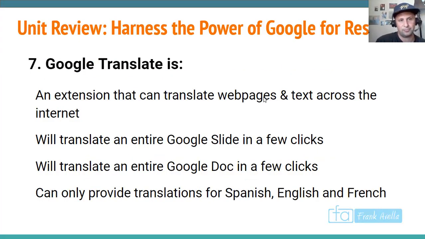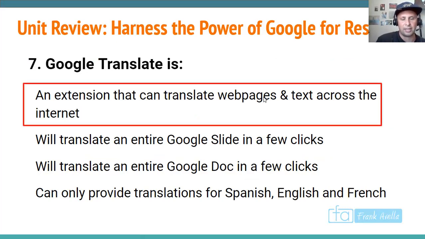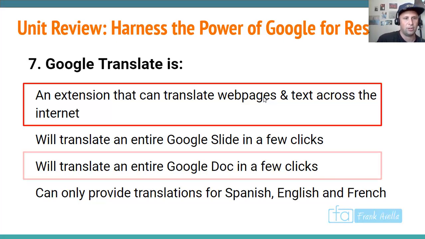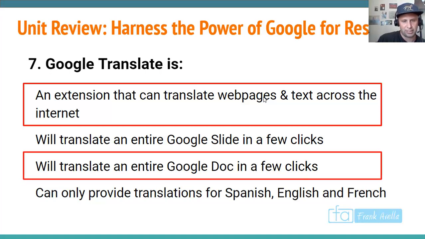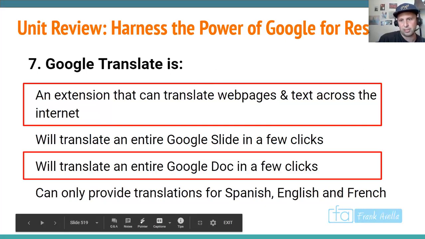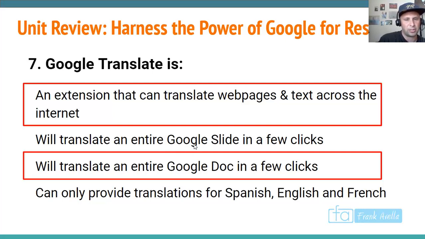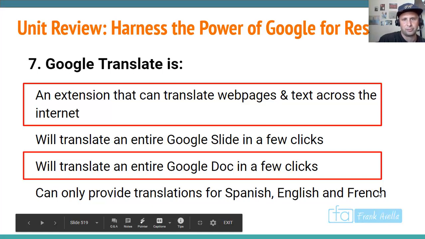Google Translate is what? An extension that can, well, no, sorry. I don't want to give that answer away. Okay, Google Translate is an extension that can translate web pages and text across the internet. Will translate an entire doc in a few clicks. And this doesn't make sense, right? Can only provide translation for Spanish and French. Will translate an entire Google Slide. Remember, Google Slides doesn't do it, you have to get an add-on here. And they've got many more languages than Spanish, English, and French.